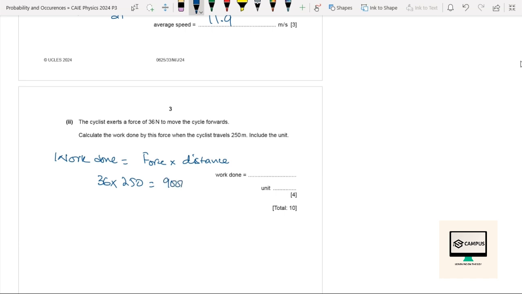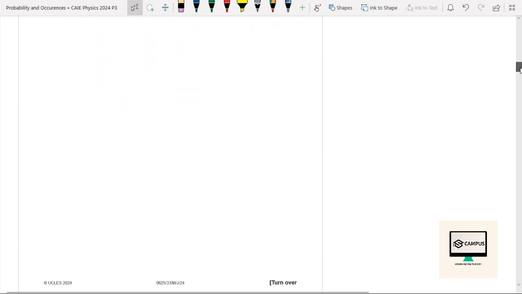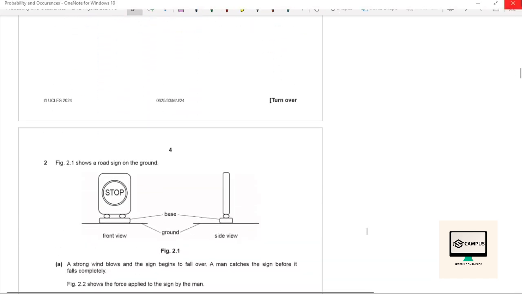9,000 Newton meters. We can mention any unit. So we can simply write work done is 9,000. And for the units we can either mention joules or we can mention Newton meters. Yeah, that's it. So, all right, let's move to question number 2.